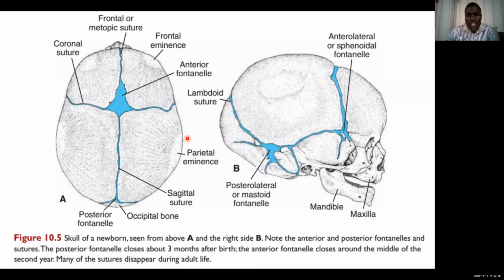I want to look at the junction between the bones. The junction between skull bones, the joints between skull bones, are called sutures. The sutures are wider in the skull of a fetus compared to the skull of an adult.